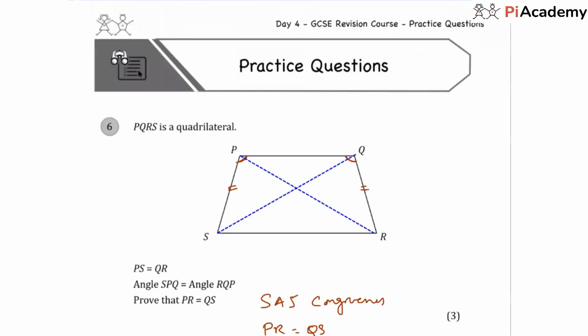Before we go here, let's write circle formulas. If this is the center and this is the radius, the area of a circle is pi r square.